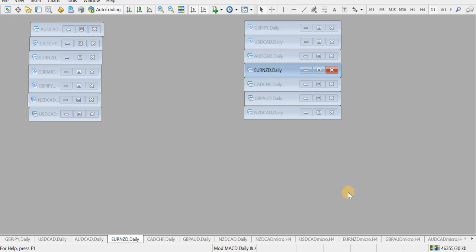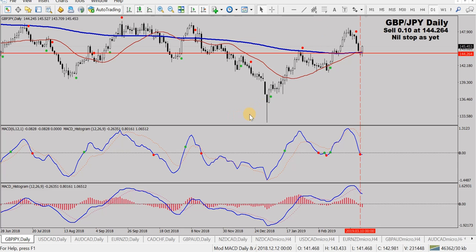I'll start with the mod MACD. There's only 7 pairs on the right here. This other set here is just a set of alerts, but we use this one for the analysis. This is a pound yen. I took a sell this morning and the pound has shot up in the last few hours. So it's not looking that flash at all. So we're in a sell and already in strife.